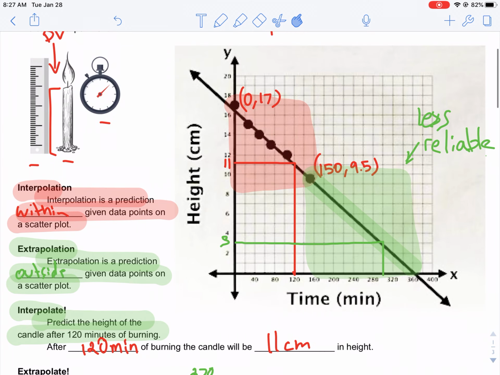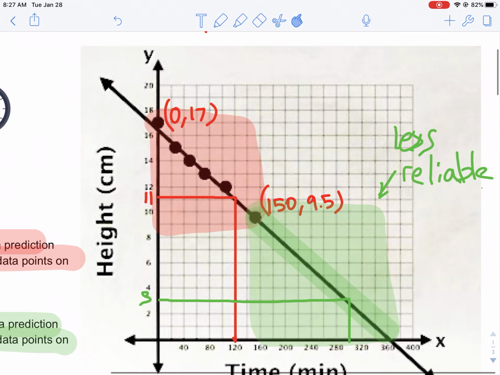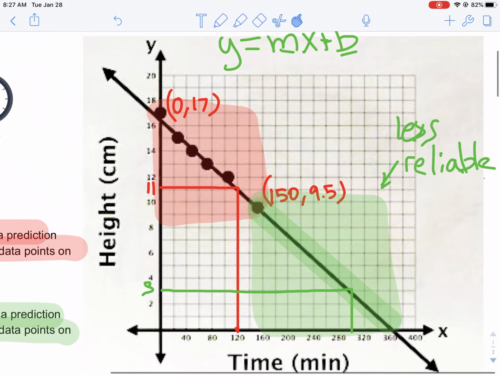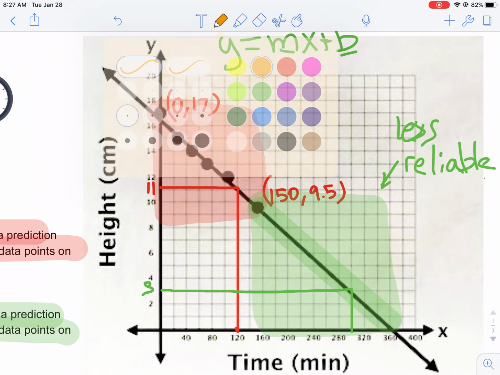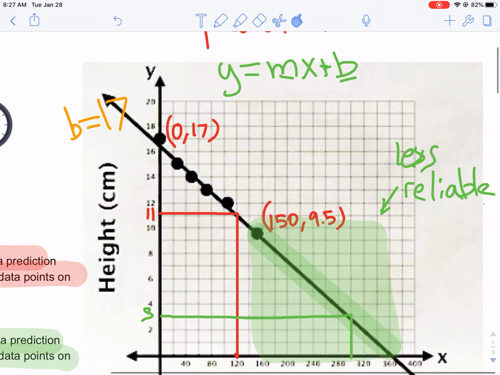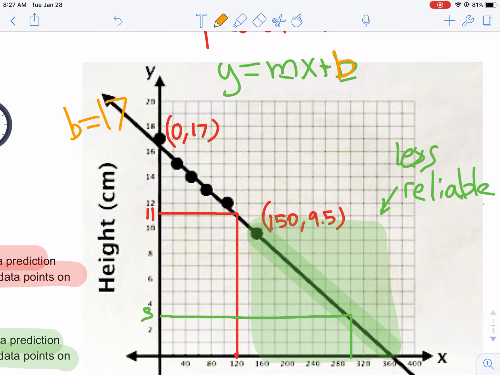Now the next thing is we're going to use the equation y equals mx plus b. Remember that m is the slope and b is the y-intercept. So let's look at what b is in this graph really quick. I'm going to do this in orange. So b equals 17. Here's my y-intercept, and here's my line. The line intercepts at 17 centimeters. So that's what I'm talking about when I'm using this symbol. b stands for the y-intercept.